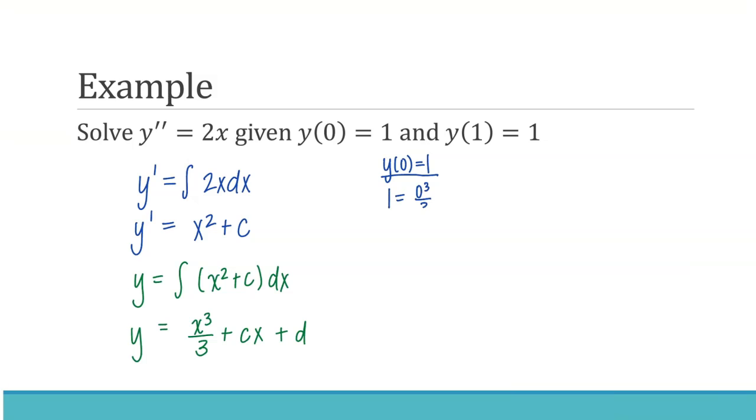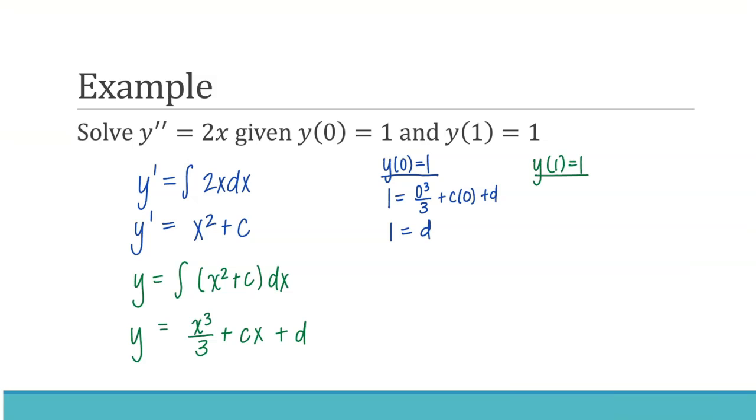0 cubed over 3 plus c times 0 plus d. So I have 1 is equal to d. d is equal to 1 right there, right? Because both of these zero out. So I found one of my values, and I'll go ahead and use the other initial condition.